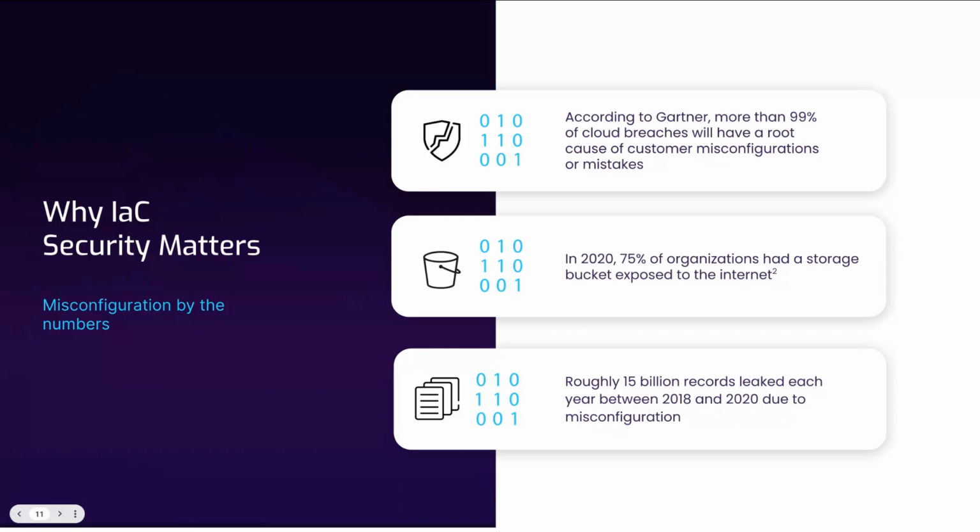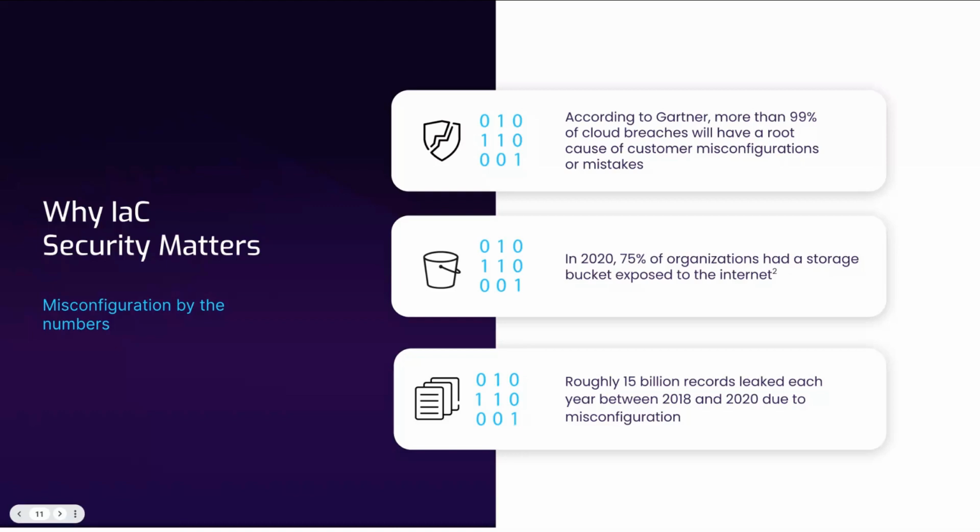In 2020, which was actually last year, 35% of organizations had a storage bucket exposed to the internet. Obviously, when you have such a bucket exposed, then it's publicly accessible, and the data that is stored in this bucket can be stolen or updated without our customers knowing that. And the last important fact is that roughly 50 billion records leaked just between 2018 and 2020 due to this misconfiguration.